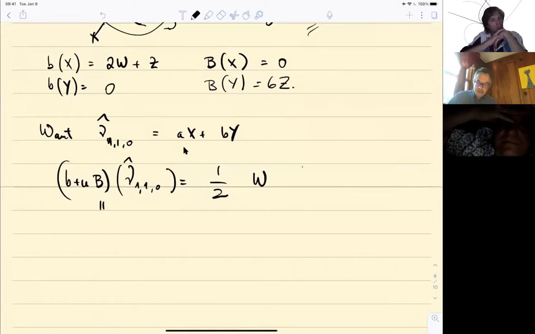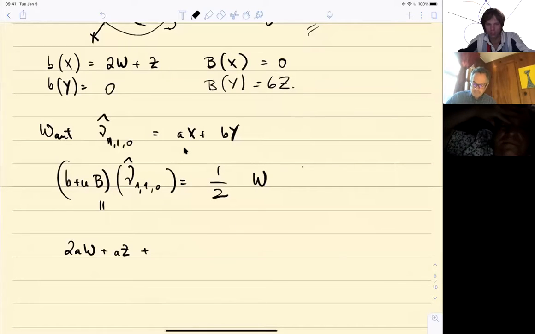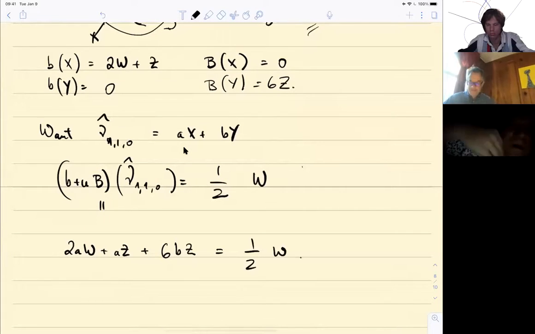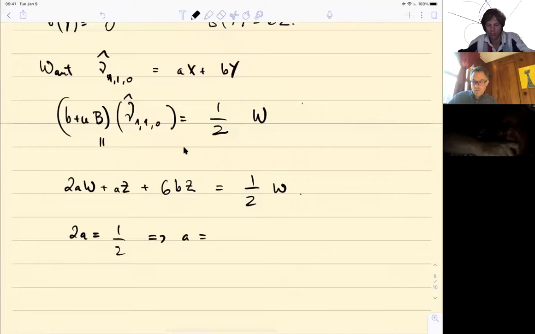So this guy is 2AW plus AZ plus 6BZ, which must be 1/2 W, where W and Z are just ribbon graphs, so I need to just equate the coefficients on the two sides. So this says that 2A equals 1/2, therefore A is 1/4. And then A plus 6B equals 0, because I have no Z on the right-hand side. That means that B is minus 1/24.